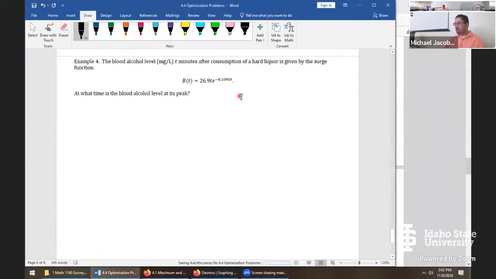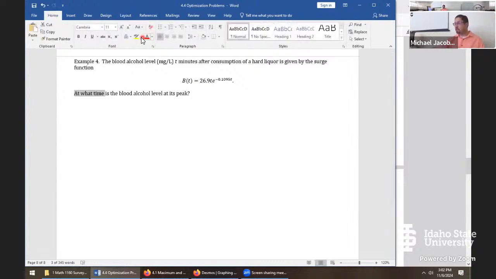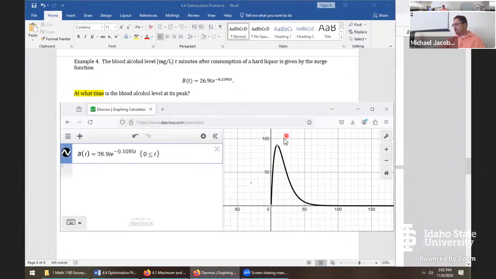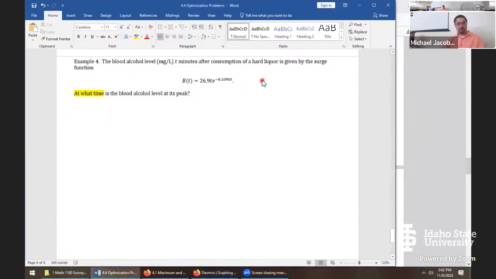The question, though, is at what time? So we're not going to find the blood alcohol concentration. We just want the input variable T for time. Is the blood alcohol level at its peak? Looking here, well, we would say maybe 9.13242, but we have to know how to do this without using a graph, which is reasonable because our functions sometimes get really complicated.